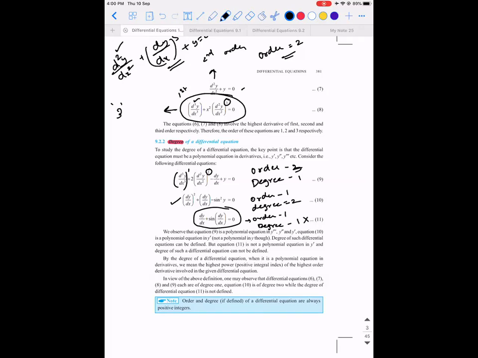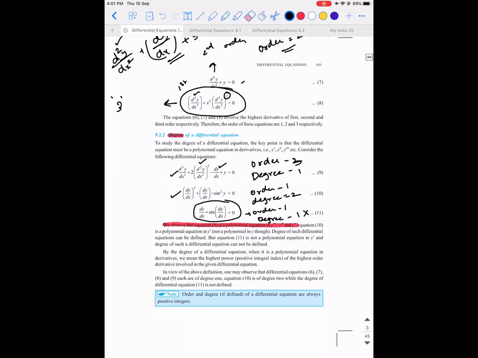Okay, there's an important point. Degree is not 1. In this case, degree is not defined. I'll explain why it is so. We need to read an important point. Order is defined for all differential equations, while trying to define the degree for a particular question, there are some important checkpoints to be looked after. Let me read out what is given. We observe that equation 9 is a polynomial equation in y triple dash, y double dash, and y dash. And equation 10 is also a polynomial in terms of y dash, the first derivative. So the degree of such differential equations can be defined. Make a note of it.